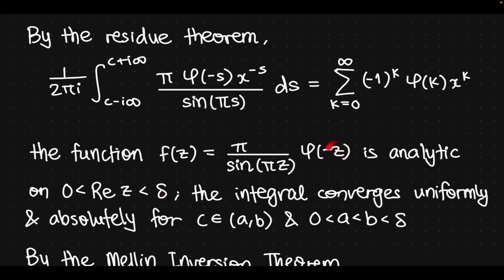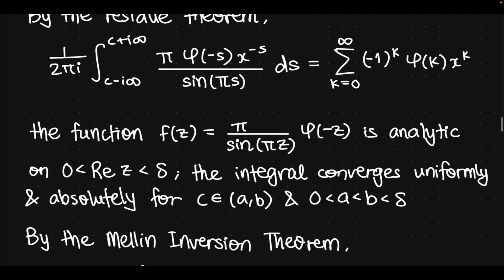And we're also less than 1, real part of z less than 1. Or in this case, real part of minus z less than 1. So we're also not going to run into any poles of phi of minus z. That's why the function is analytic everywhere on 0 less than real part of z less than delta.